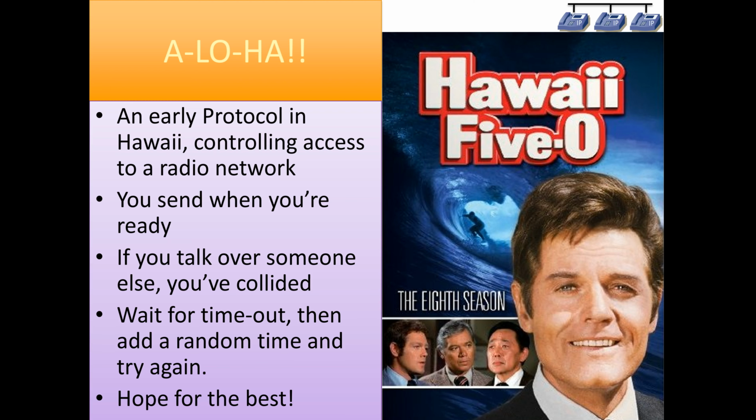All right, so the very early random access protocol was developed at the University of Hawaii, and it allowed them to talk to each other, send radio signals from any island to any other island. They had these broadcast stations. When a broadcast station had data to send, it would just transmit it. The others would listen and receive it.